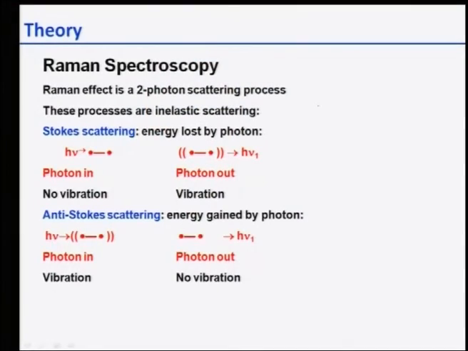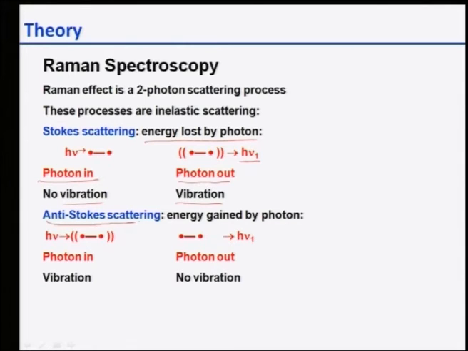If I have to tell you in one sentence, Raman's effect is a 2-photon scattering process. It is no longer a single photon scattering process, and these processes are all inelastic scattering type. The first thing we need to talk about is Stokes scattering. Stokes scattering is always inelastic scattering because energy is lost by the photon. If I have a photon in, and obviously there is no vibration here, this photon will be absorbed by the molecule, the energy is sufficient for it to get excited to the excited states, and a photon with a lower frequency will come out because some amount has been absorbed. That is the nature of inelastic scattering, and this will lead to vibrations, and these vibrations can lead to fluorescence.